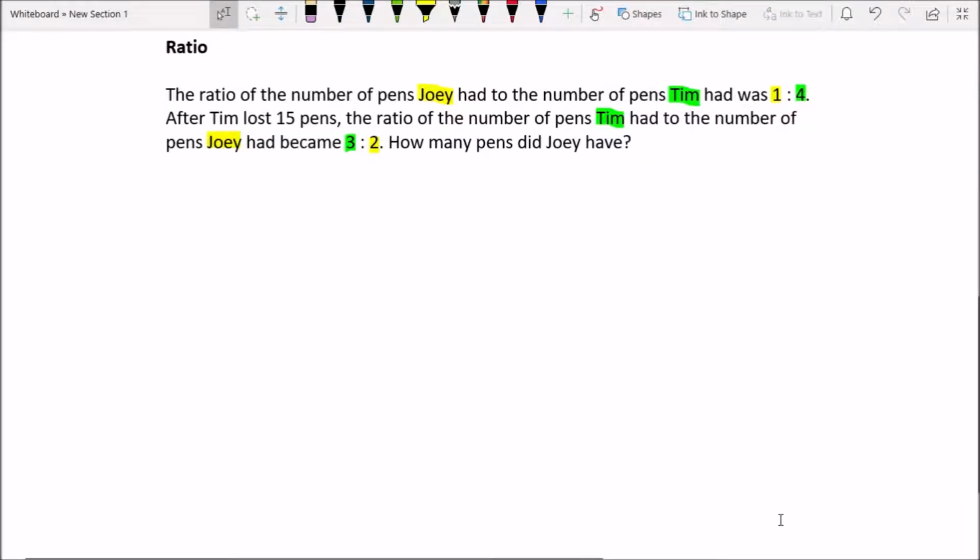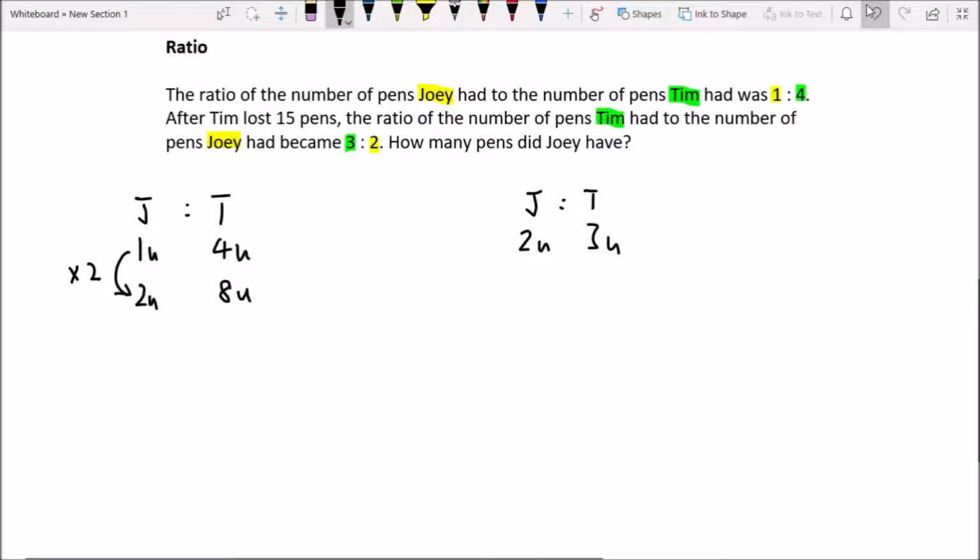Solving this question using the ratio method is the exact same thing, only without the need for drawing squares and rectangles. The ratio of Joey to Tim at first is 1:4. The ratio of Tim to Joey after Tim loses 15 pens is 3:2. Remember that Joey's pens should be the same, so cut the units before into 2, which is the same as multiplying them by 2. We can see that Tim's units decreased by 5 because he lost 15 pens.